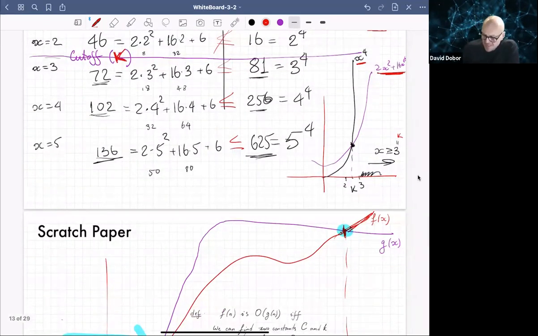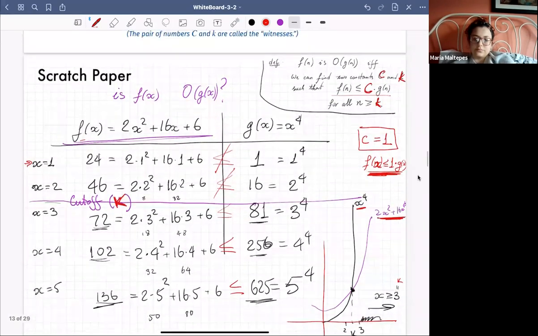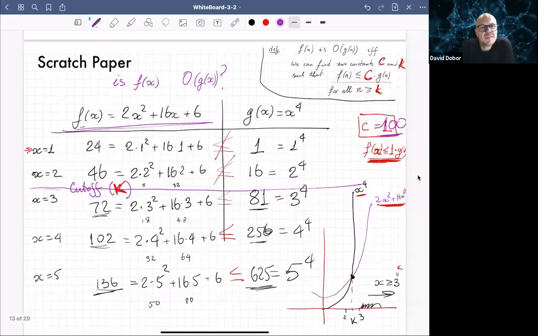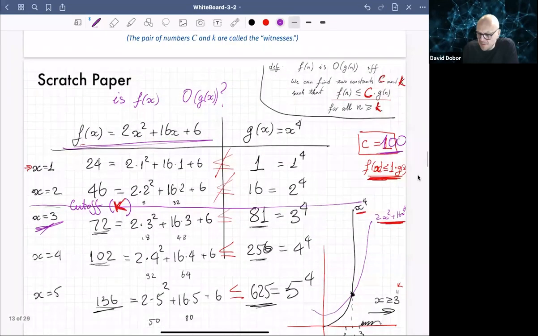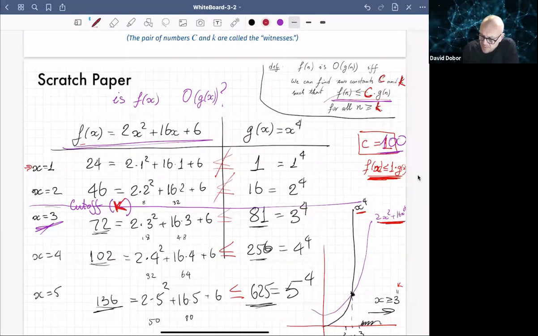So now, good point. Since we're at this, suppose my c was 100 here. What would my n0 be then? Suppose my c was 100. Does my k have to be as high as 3? So I'm adapting to this definition again. Let's pick some other color here. Let's say this color. c is now 100. This changes.